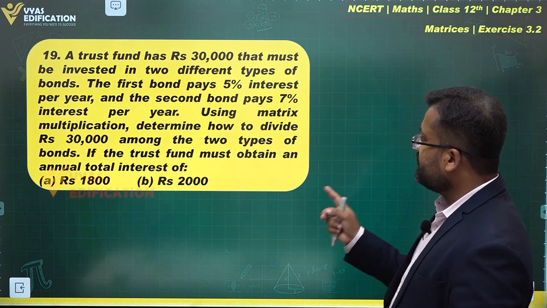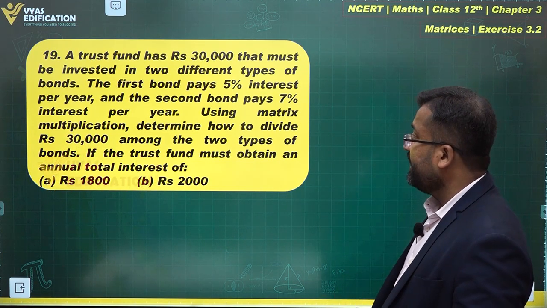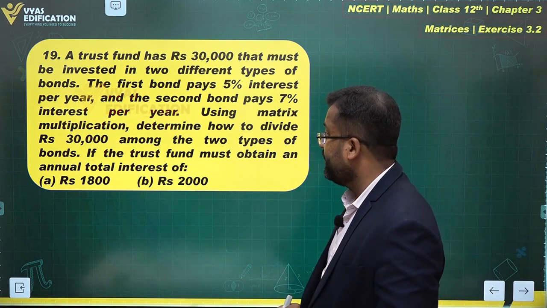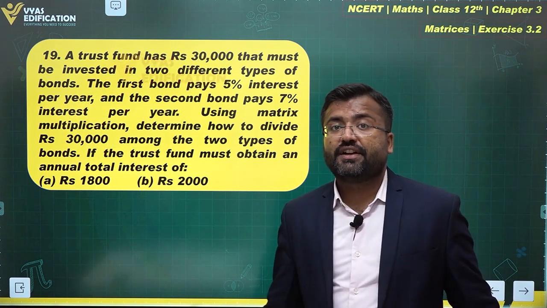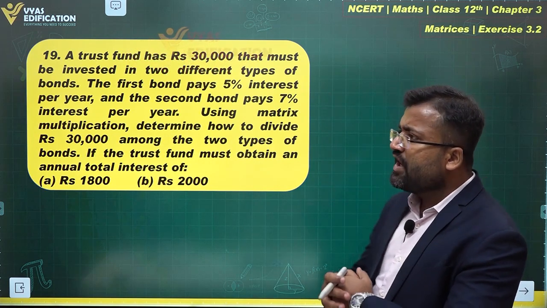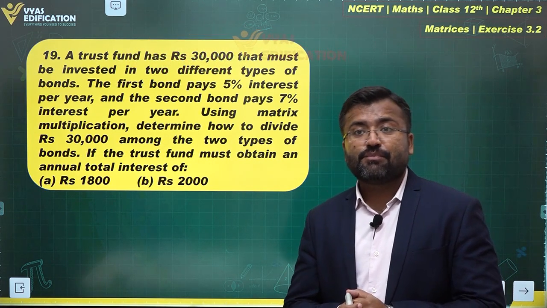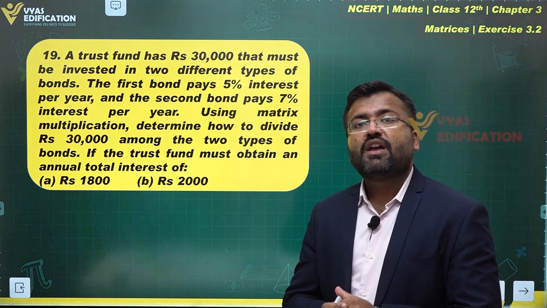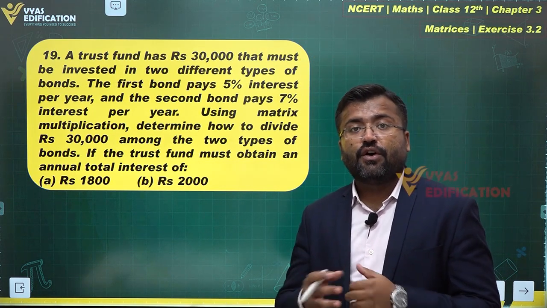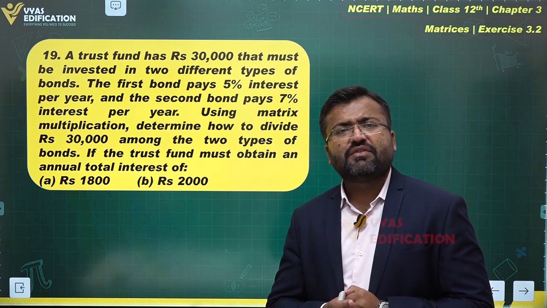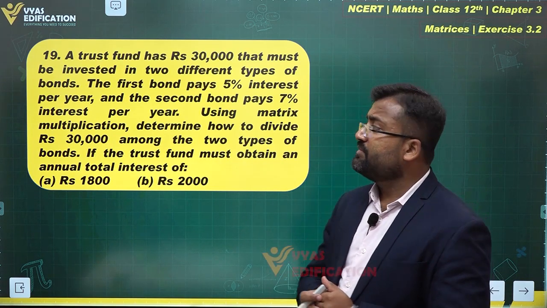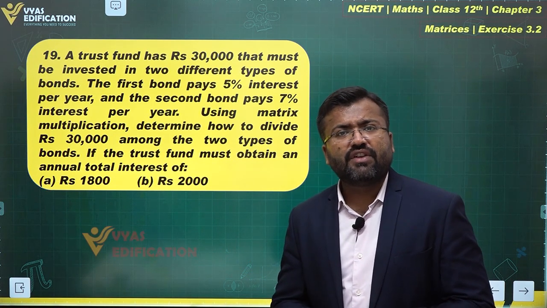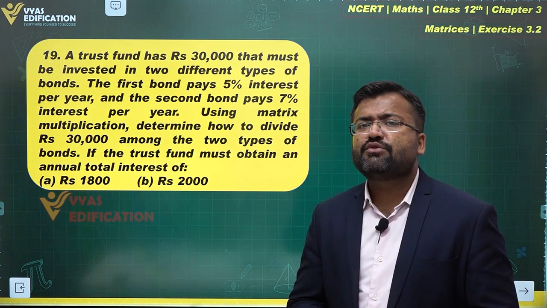If the trust fund must obtain an annual total interest of, in the first case, 1800 rupees. In the second case, annual total interest required is 2000 rupees. Now, such a question has been asked before as well from you in different classes in a different form, right? This particular type of question can be solved by forming linear equation in one variable as well as by forming linear equation in two variables.